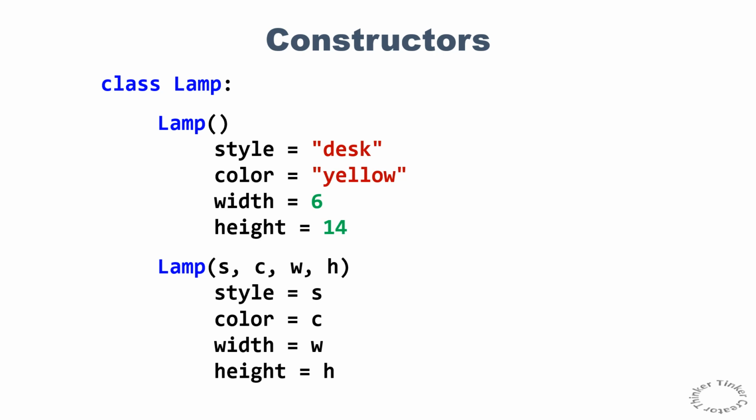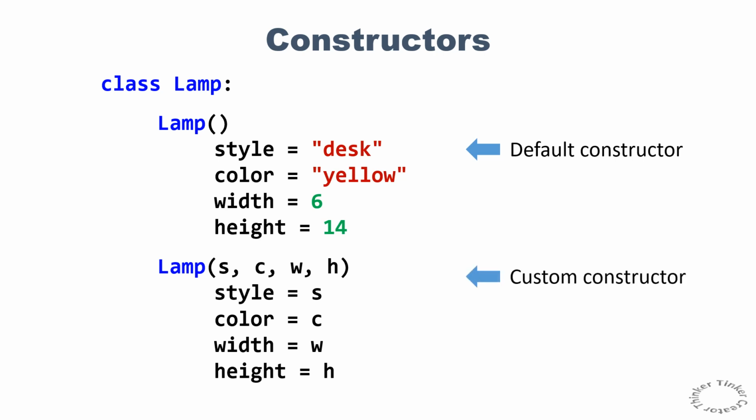When a class name is called with no parameter, the default constructor runs. This creates an object with default values. When a class name is called with parameters, the constructor with parameters runs. This creates an object customized to the parameter values.